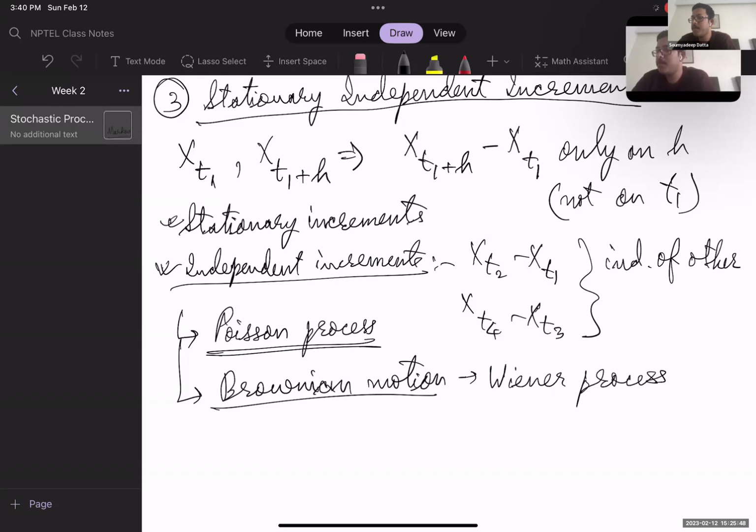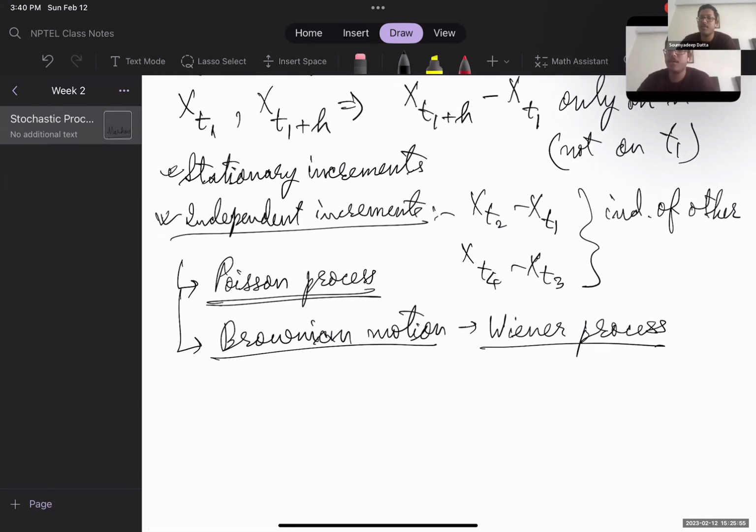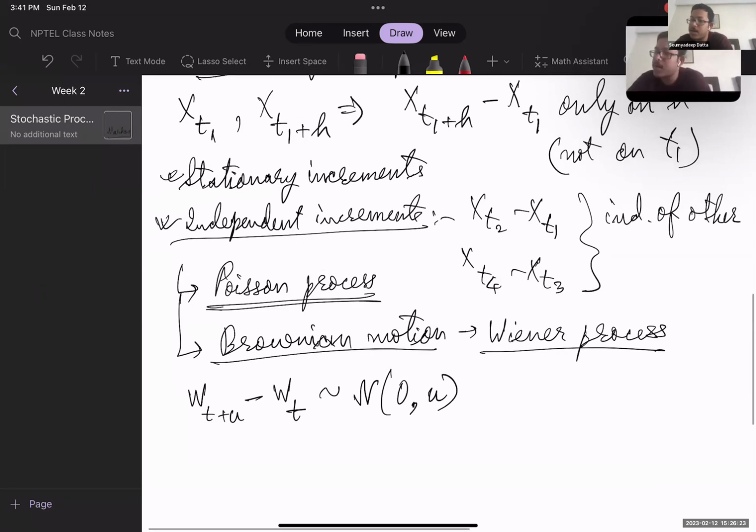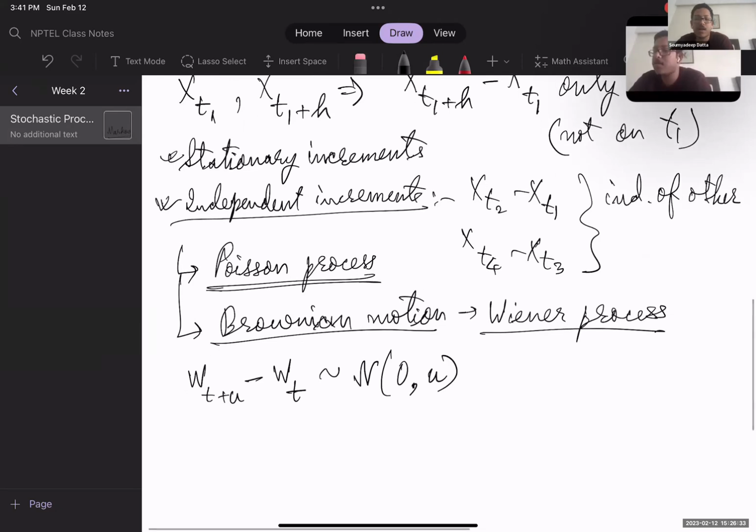It's named after a scientist, and this is discussed in the lecture. So this has all of the properties mentioned above. The difference W_{t+u} minus W_t in a Wiener process is distributed as a normal distribution with mean 0, and the variance is always u, the time difference. So it fulfills the criteria here. It fulfills independent increments, it has Gaussian increments, and it only depends on u, so it has stationary increments.